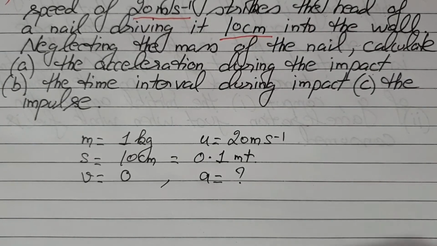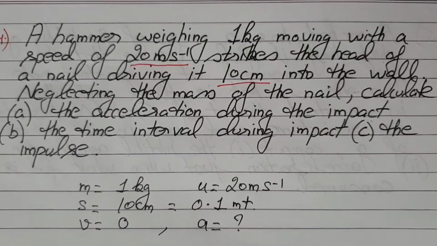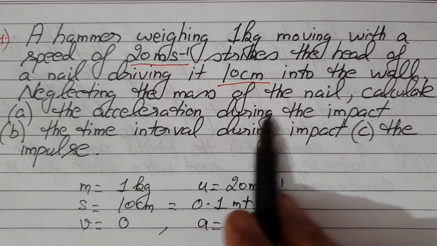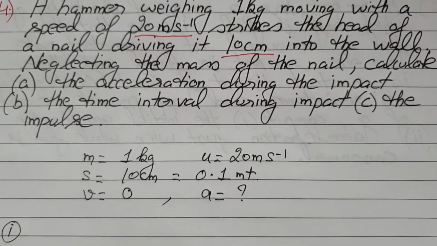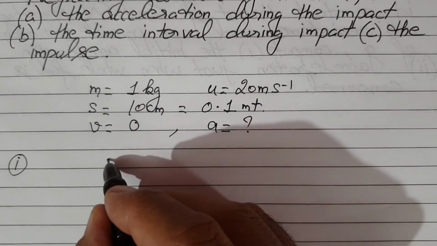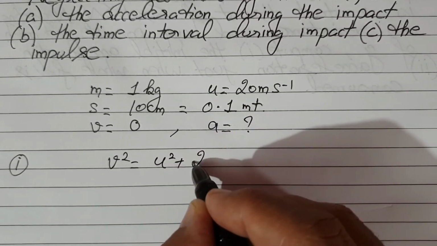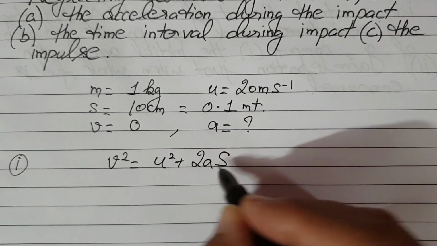Now the first part was the acceleration during the impact. Using the third equation of motion, v square equals u square plus 2as.